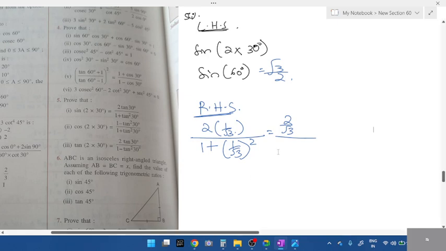What's the value, students? What do you all get? 1 plus when you open the bracket. No, no, we made a mistake, I think. 2, 1. Okay, correct. 2 into tan 30. Tan 30 is 1 by root 3. 1 plus 1 by 3.